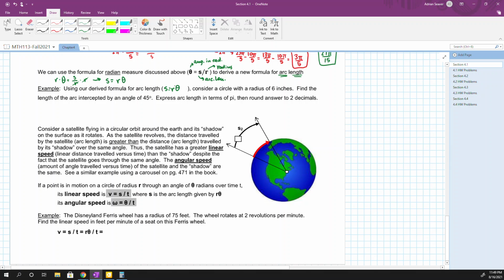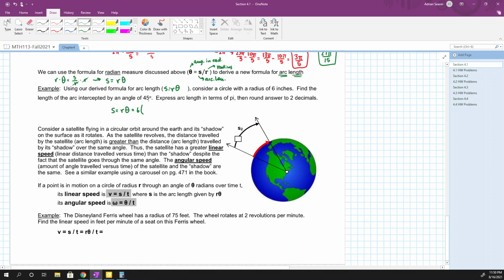It says consider a circle with radius of 6 inches. Find the length of the arc intercepted by an angle of 45 degrees. Sounds easy enough. Express arc length in terms of pi. We'll say S equals R theta. Well, we know some of this information. We know the radius, that's 6 inches. Well, that's easy enough, 6 times. And then theta, well, it gives us an angle of 45 degrees.